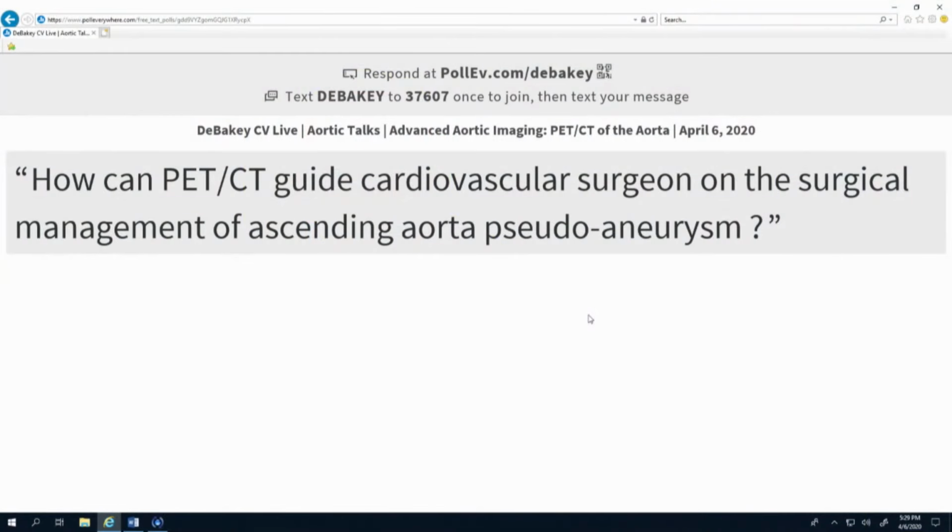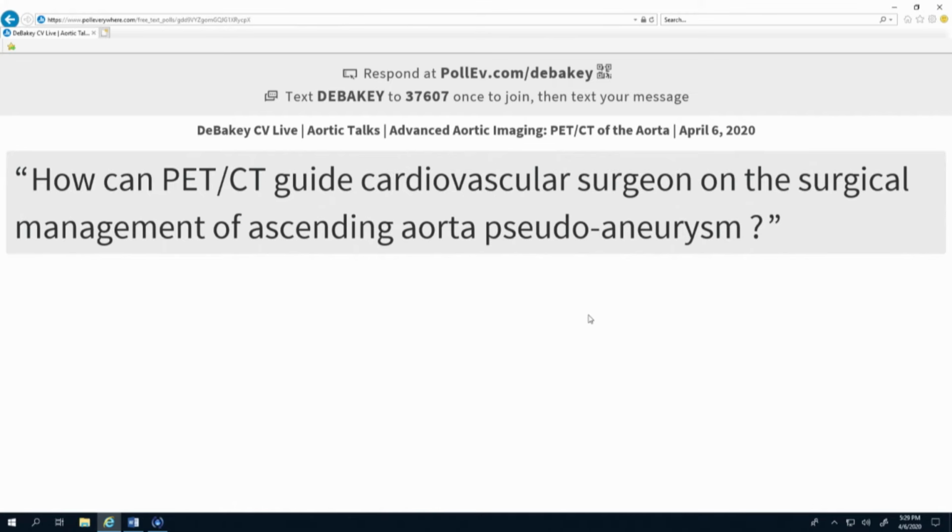Okay. Well, before we go on, we've got our first question here. The question is, how can PET CT guide cardiovascular surgeons on the surgical management of ascending aortic pseudoaneurysm? This is a good question, and I would say that at this time, obviously, we don't have solid evidence for this, so this is still within the area of research.